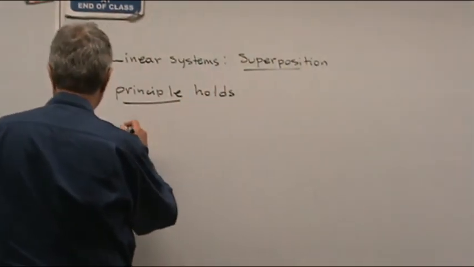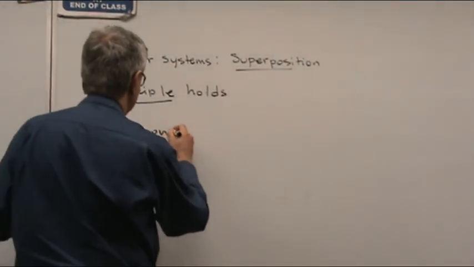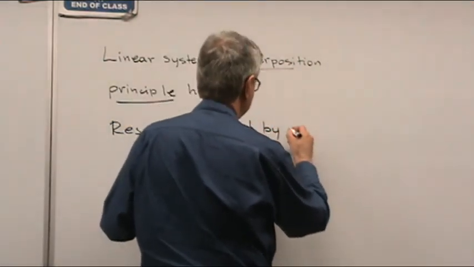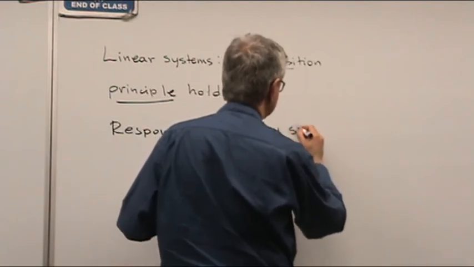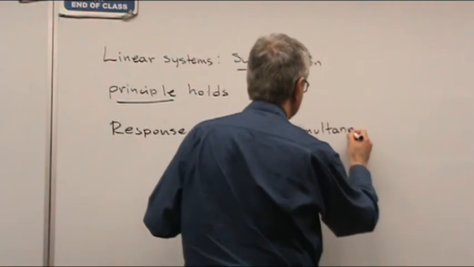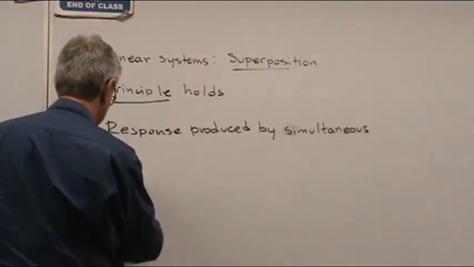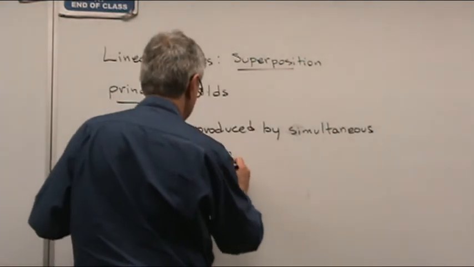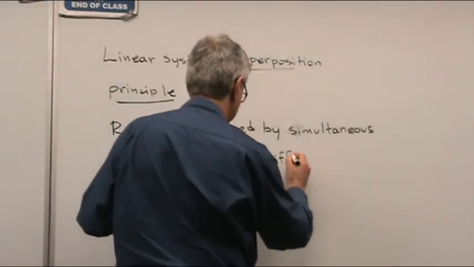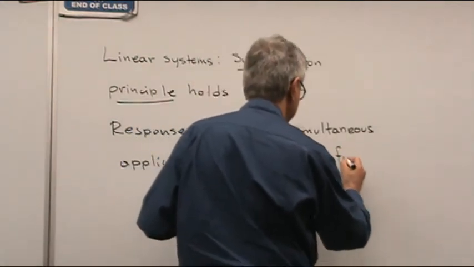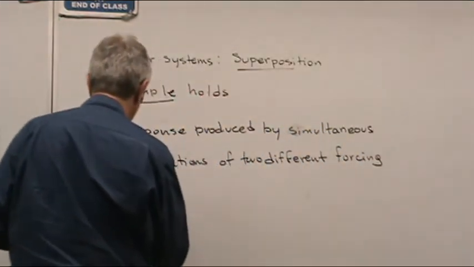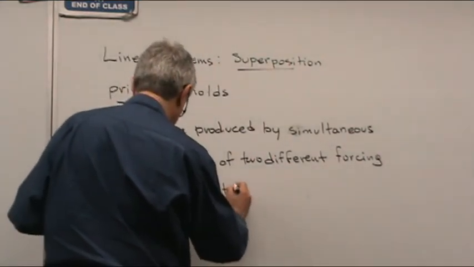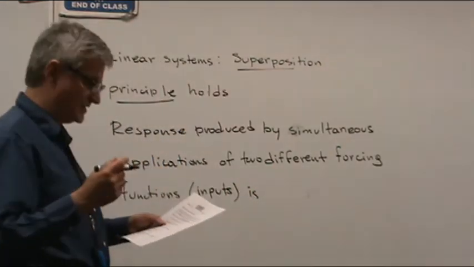So this principle says that the response produced by simultaneous applications of two different forcing functions or inputs is equal to the sum of the individual responses.